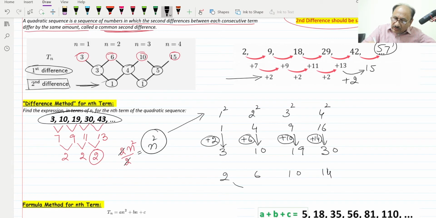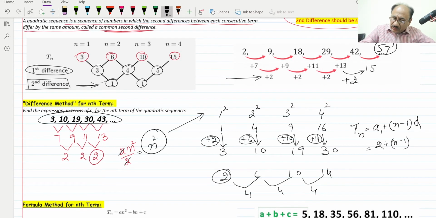Now we can check the difference between these: it is 4, this one also 4, and this one also. So this is an arithmetic sequence, and we can apply the arithmetic sequence formula. We know that Tn in an arithmetic sequence is equal to a1, the first term, plus n minus 1 times d. Here a1 is 2, so we write 2 plus n minus 1 times d, and the difference is 4, so d is 4.